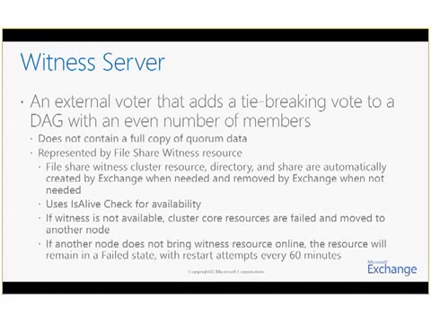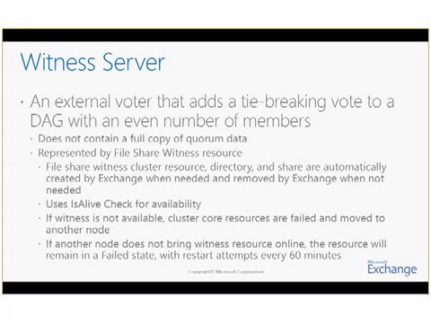Remember that DAGs are based on Quorum, and Quorum is a majority-based algorithm, so you can't have ties with Quorum. If you have two members that believe one thing and two members that believe the opposite, who's to say what's right? So we need a mechanism where we've got some external tiebreaker that can resolve these sorts of conflicts. The witness server is not a member of the DAG.